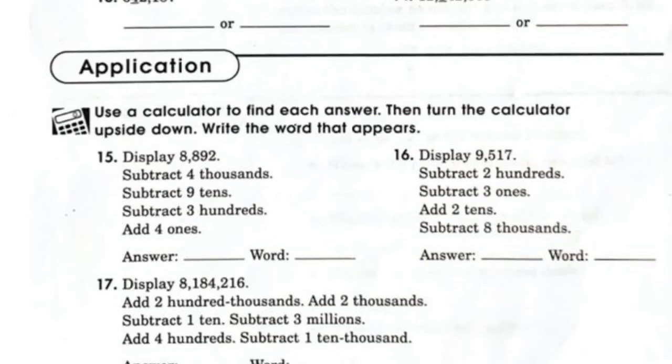This last part of application, most of the time I will require you to do this. This time it is going to be just for fun. What you are going to do is use a calculator to find each answer. Then you'll turn the calculator upside down and write the word that appears. If you've done the problem correctly, you'll find a word.